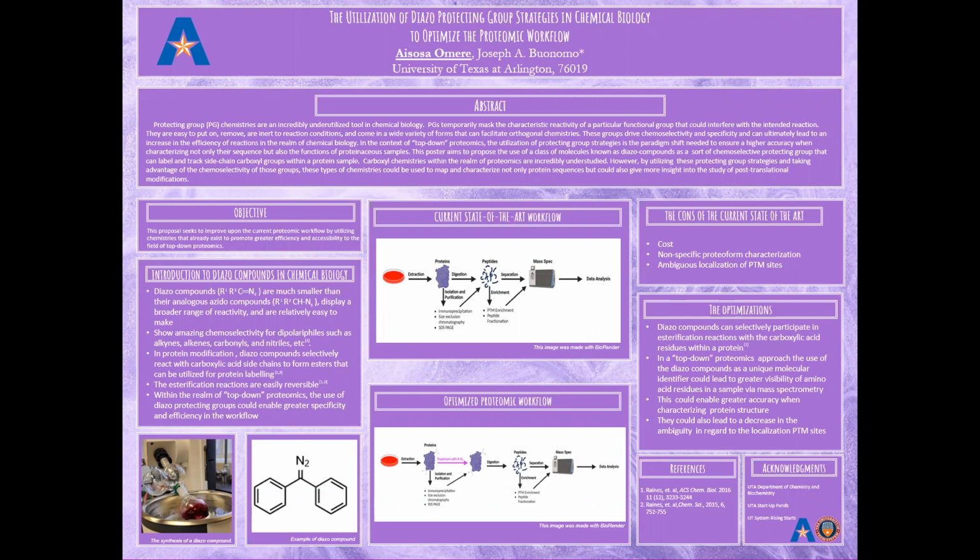Protecting groups are a class of molecule that temporarily mask the characteristic reactivity of a particular functional group that could interfere with the intended reaction. They are easy to put on, remove, and are inert to reaction conditions. They come in a wide variety of forms that can facilitate orthogonal chemistries.